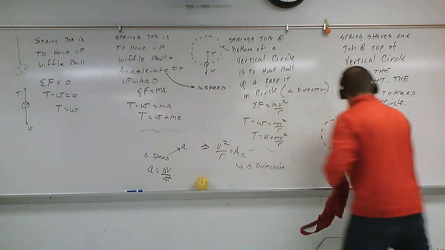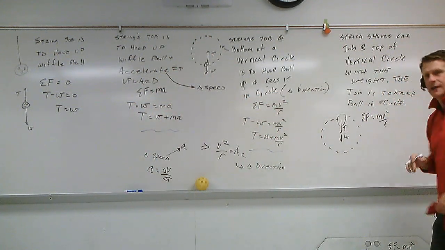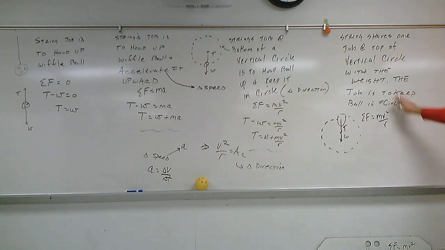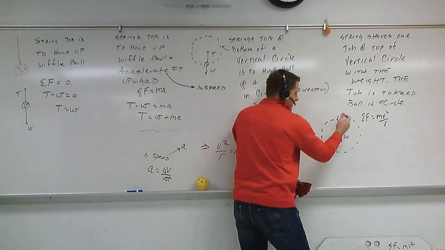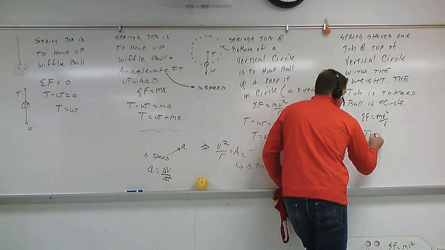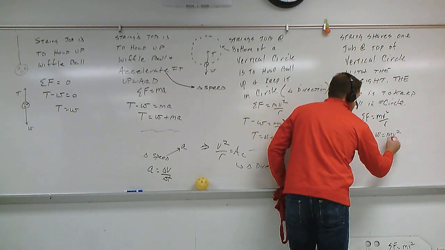So now when I do the sum of the forces equals mv squared over r, again, why do I do that? Because the word circle is popping up. Anytime we have circular motion, that's what we're going to do. Now, these two things are helping each other, so I'm not going to subtract them. It's T plus W equals mv squared over r.